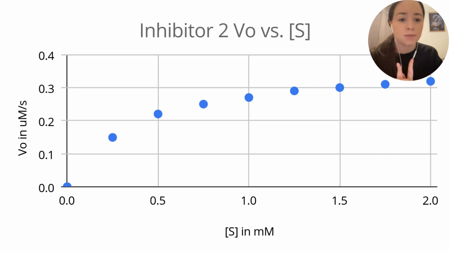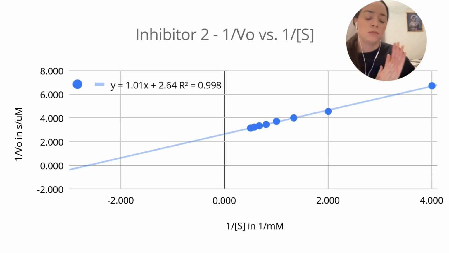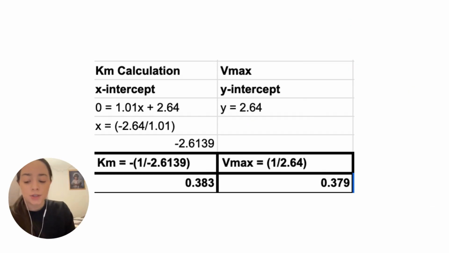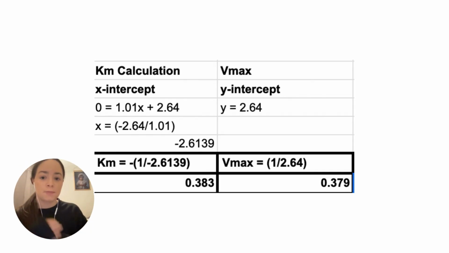This is the Michaelis-Menten graph for inhibitor 2, and I can tell that Vmax looks like it decreased. This is the Lineweaver-Burk plot for inhibitor 2, and these are the calculations for inhibitor 2. So Km and Vmax were both decreased when compared to the enzyme without the inhibitor, which tells me that this is an uncompetitive inhibitor. Uncompetitive inhibitors bind to the enzyme-substrate complex.